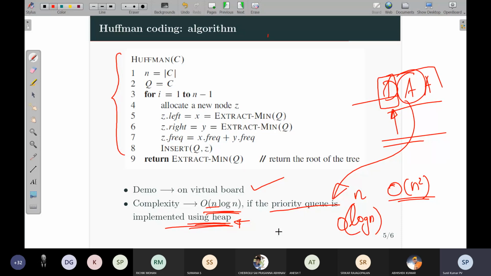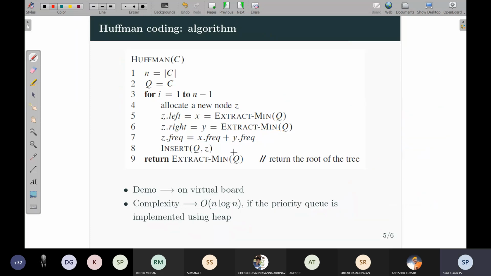If you use an array, then all these operations will take big O of n square time. With the extract-min, all these operations will take just log n time, and these are done for n elements, so the total complexity will be n log n, and that is how you get the complexity of the Huffman coding algorithm. So this is another algorithm that we have designed and analyzed.